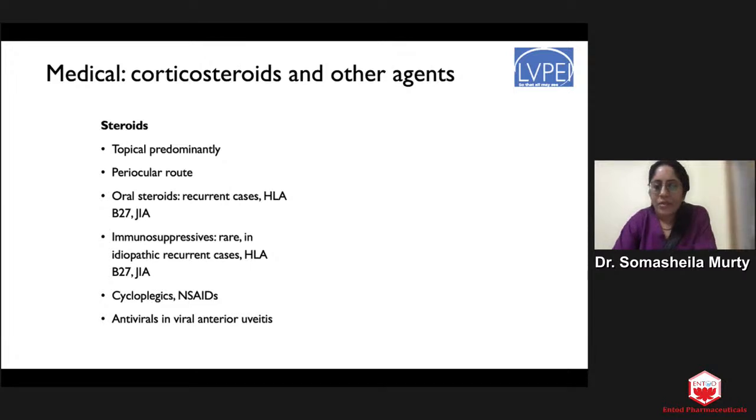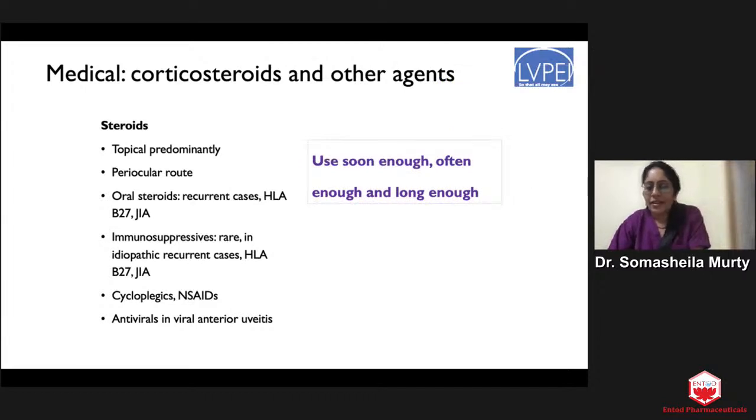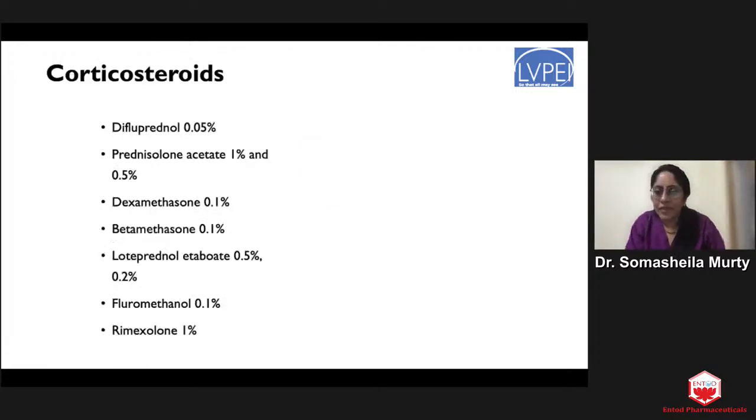And cycloplegics, most of the time for me is usually atropine. Maybe I get more severe cases. Topical NSAIDs are kind of steroid sparing, and we can use them for a longer time. And then the specific therapy, like if it's anti-tubercular therapy or whatever, anti-syphilitic or antivirals and so on. So the dictum for topical steroids is use soon enough, often enough, and long enough.